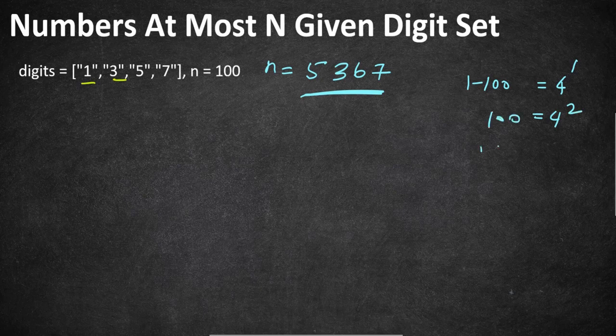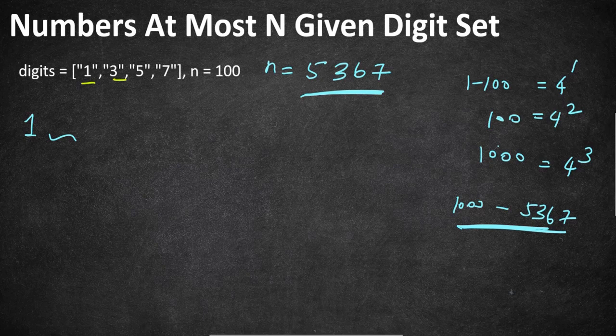And with the limit 1000, you'll go for 4 power 3. But this is something from 1000 to 5367. So in this case, how do you find it? First, let us start with keeping 1 as a constant, and the 3 numbers can be anything or repetitive. So in that case, you again have 4 digits because 1 also can be repetitive.